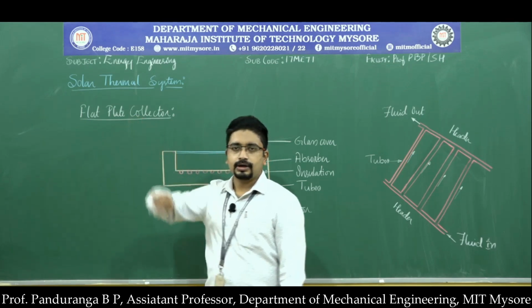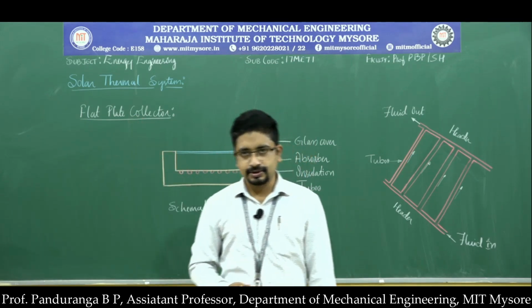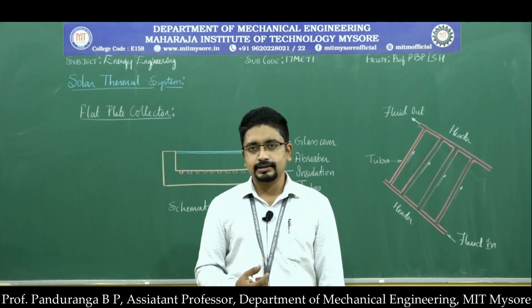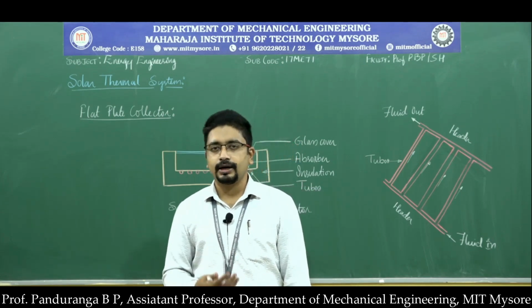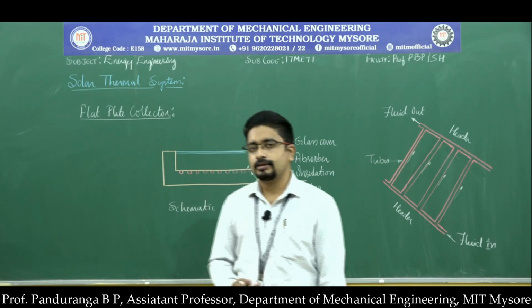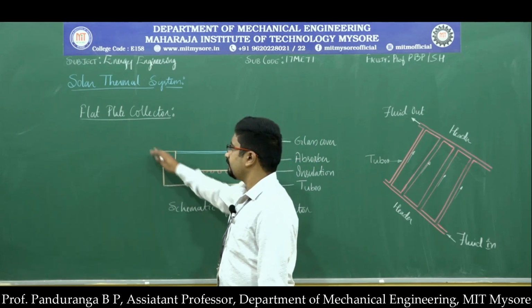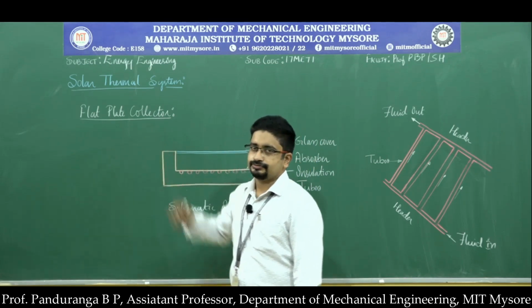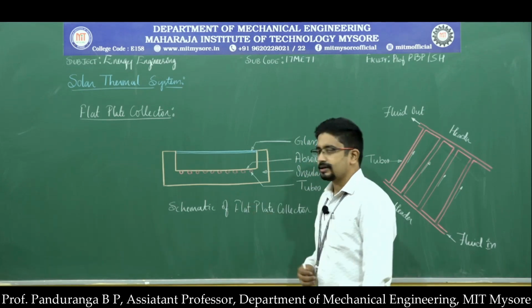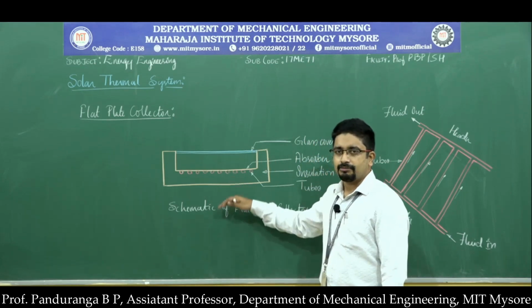Now we have evacuated tubes, which we will learn later. Those cost a little higher. So if you want to have a water heating system at a lower budget, then a few people go for flat plate collectors even now. The flat plate collector is very simple. Here you have the schematic diagram. It has very few components.